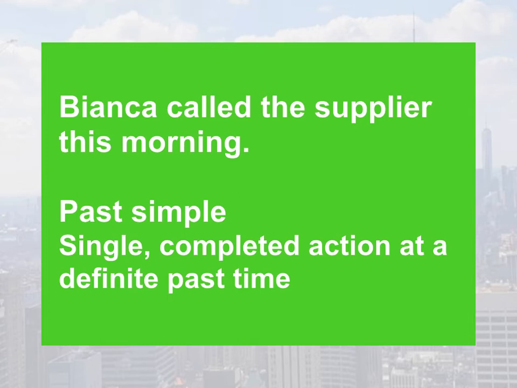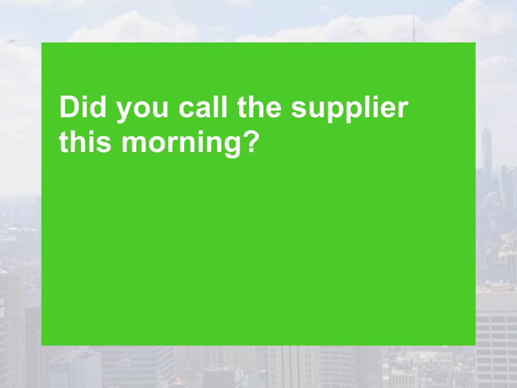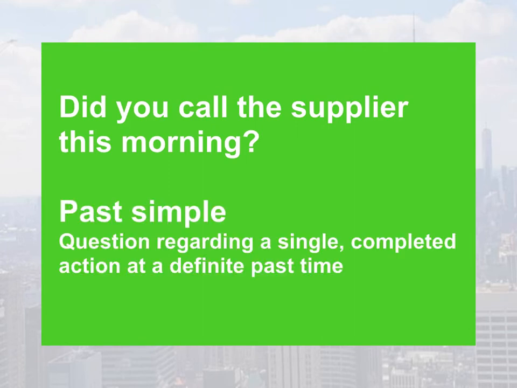That seems like a lot of rules, but I want to show you that all of those are in fact necessary, because if you break any one of those rules, you will change and not use the past simple. Did you call the supplier this morning? This is the past simple, so this is a question regarding a single completed action at a definite past time. This morning is definite. It's definite in the past.